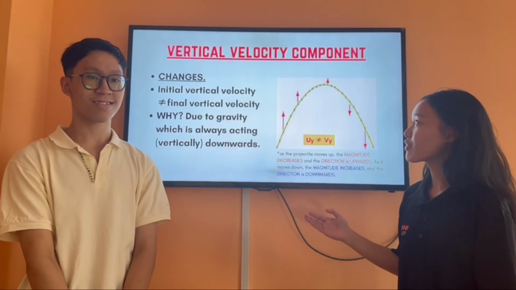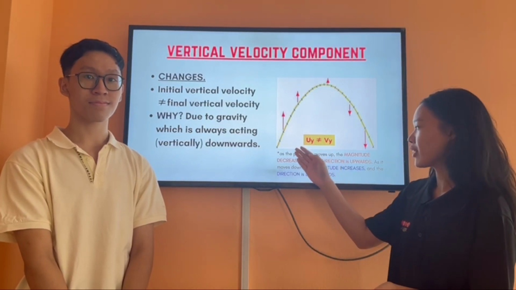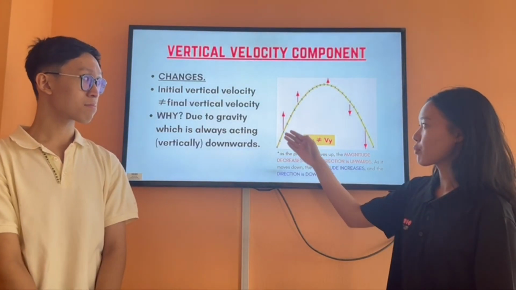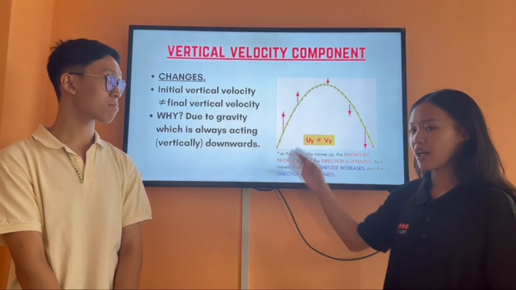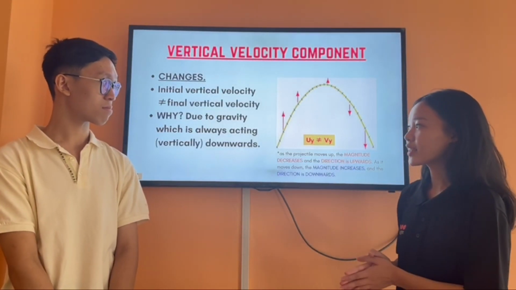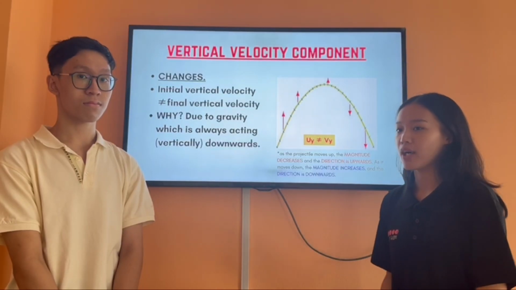So the vertical velocity component, on the other hand, always changes, both the magnitude and the direction. As you can see from this picture, as the projectile moves up, the magnitude decreases and the direction is upwards. However, when it moves down, the opposite happens. And this happens due to gravity, which is always acting vertically downwards.